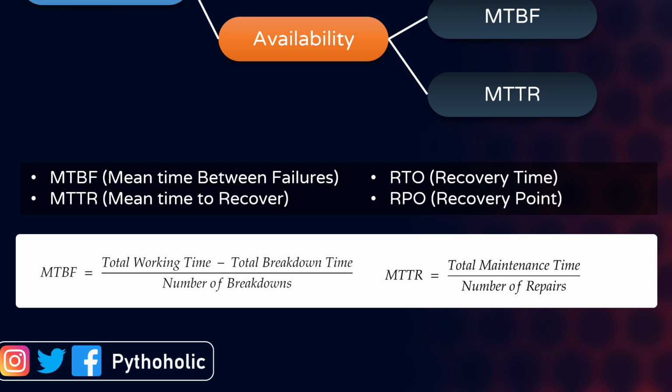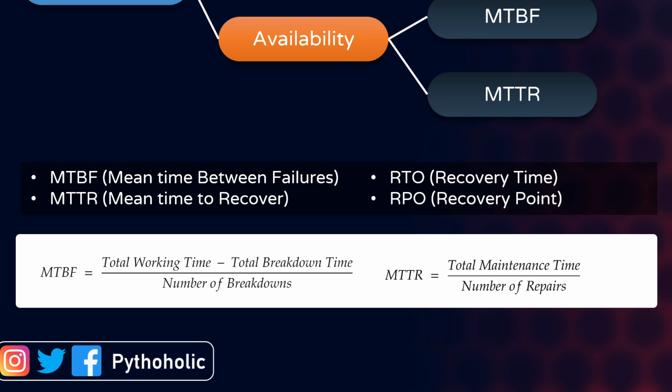So your mean time between failures will be 100 minus 5 hours of breakdown time divided by 10 breakdowns. So that is 9.5. And similarly, if you have to calculate MTTR or mean time to recover, you have to check how much time did you spend to bring up your services or application and divide it by the number of repairs that you had to do. So for example, you spend around 10 hours in maintenance and it was around 5 times that you had to repair the system. So MTTR will be 10 divided by 5, that is 2 hours.